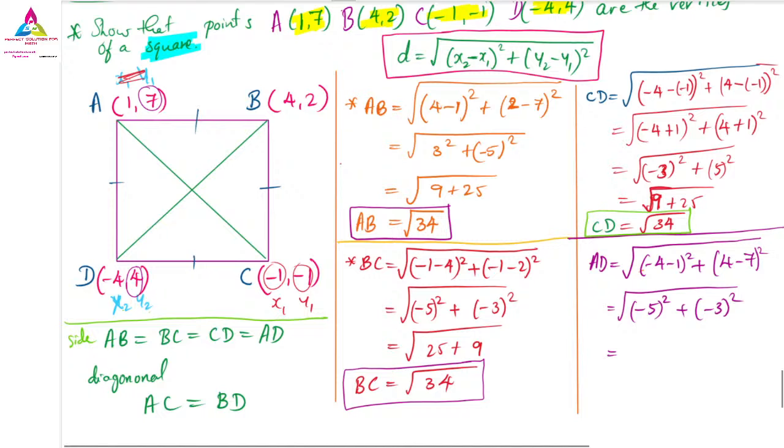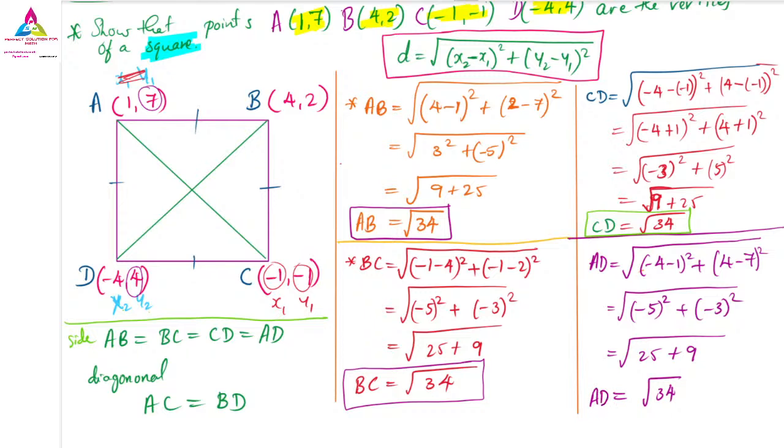Similarly, the AD we have to continue. AD value, so root of 25, that's fine. 25 we will have, plus again 9, 3 square is 9. So the answer will become root 34. That is our AD. So this one you have to mark it down.